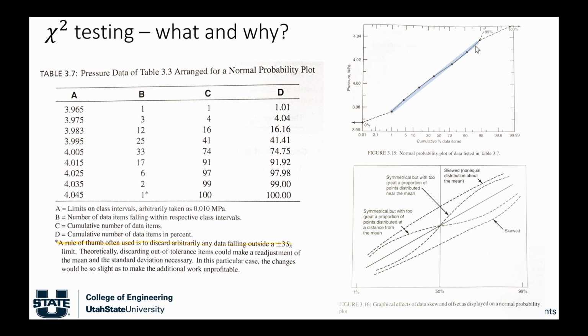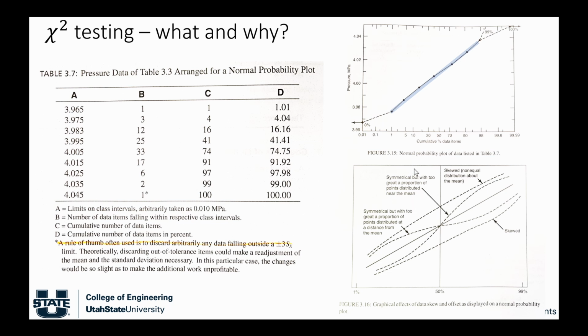Now, it's interesting because in the book we get this figure 3.16, and it shows the effects of data skew and offset based off of this normal probability plot. If it is skewed in this way, it's symmetric, but with too great a proportion of the points distributed at a distance from the mean. If it's skewed the other way, it's symmetric, but too great a proportion of the points are distributed near the mean.